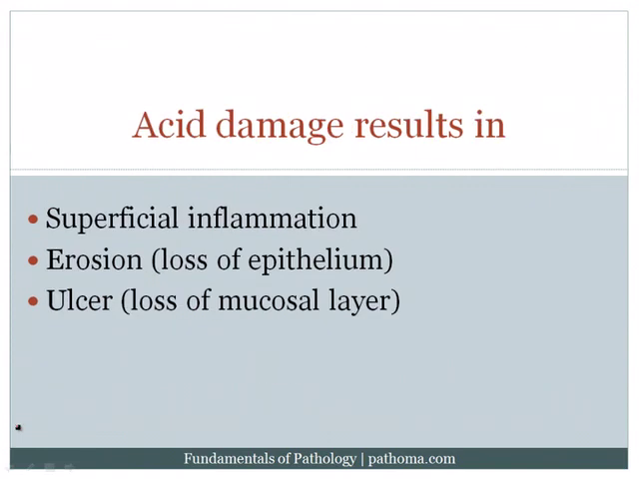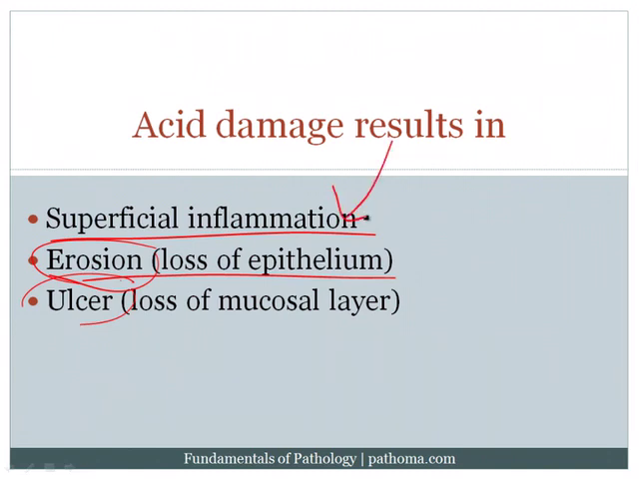When patients get acidic damage, that's going to result in one of three possibilities. You can simply get superficial inflammation due to damage to the epithelium. You can actually knock out the epithelium, and when you lose the epithelium, that's called an erosion. Or you can knock out the entire mucosal layer, and that would be called an ulceration. So again, when you knock out the epithelium, that's an erosion, but when you knock out the mucosal layer, that is called an ulceration. And so these are the consequences of the acidic damage.